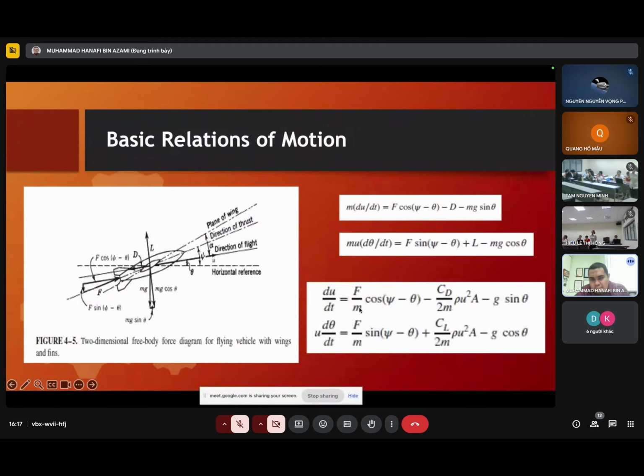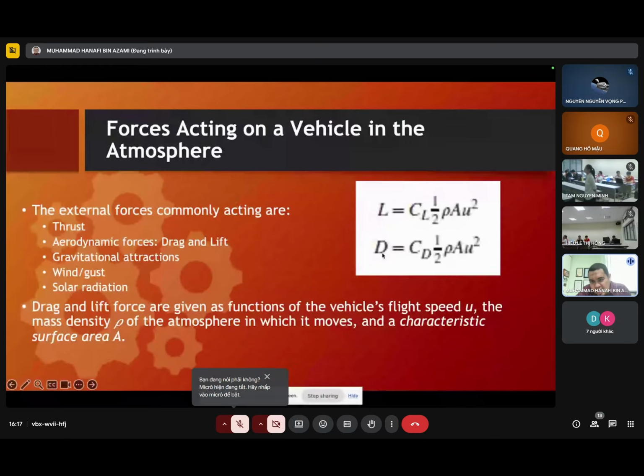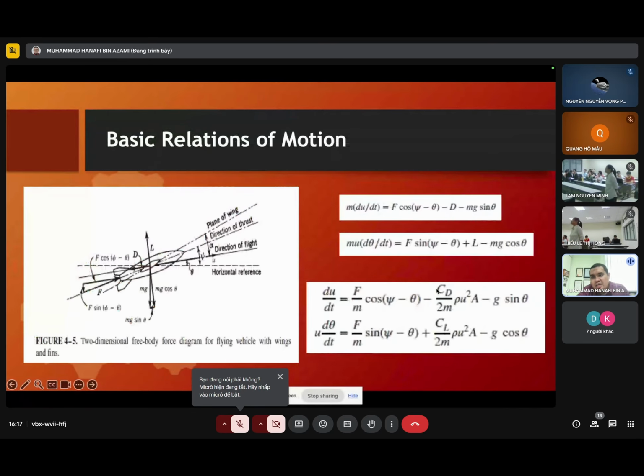So when you have this, F over m cos phi minus theta, CD. This is where D and L, they took this equation, CL and CD, into the equation. So they have something like this. And then m with m can be cancelled out, that's why I got g. So m cancels out, so you get g sin theta, and g cos theta. So this is the function of m.